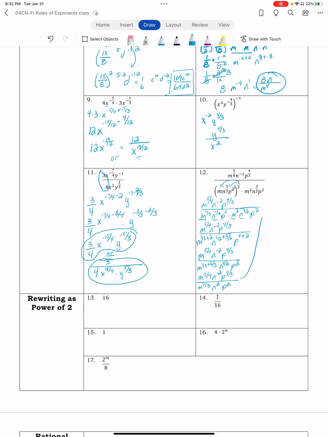All right, now, I know this one's tedious. So now I combine everything. It's going to be m to the 5/4 minus 7/3, n to the -2 minus 2, and p to the 4/3 minus 2. It's going to be m to the 5/4, so that's 15 over 12, and then 7 times 4, that's 28 over 12, times n to the -4, times p to the 4/3 minus 6/3.